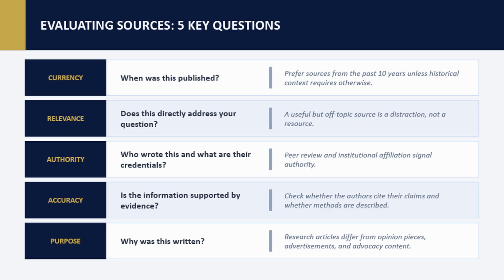Who wrote this and what are their credentials? For example, if you're doing a research paper on AI, right? Then I Show Speed shouldn't be the person writing your research paper sources, right? Should be somebody that has a little bit more credibility. And then accuracy. Is the information supported by evidence? And then purpose. Why was this written? Because research articles differ from opinion pieces, advertisements, and advocacy content.